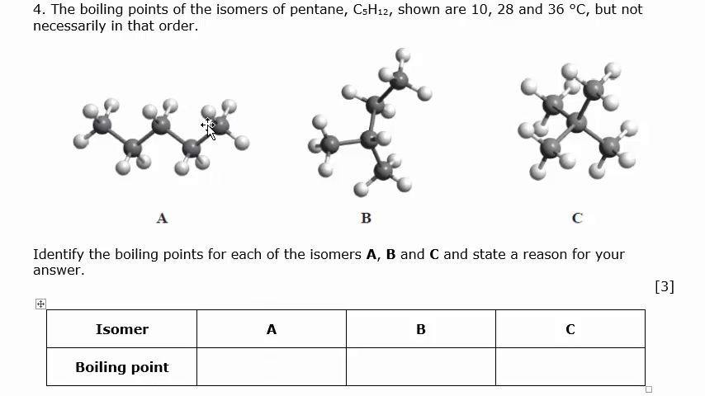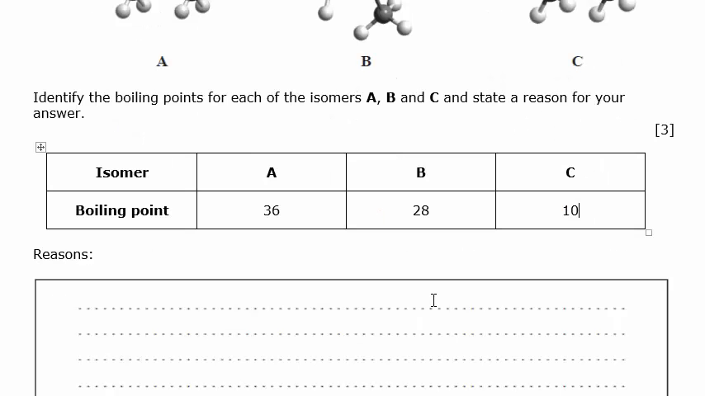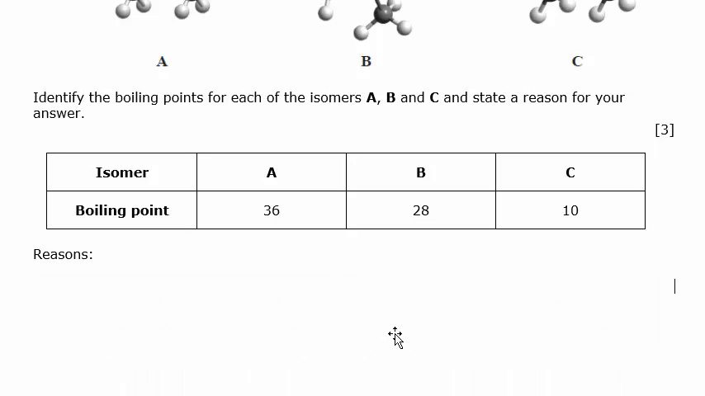London dispersion forces depend upon the available surface area as well as the relative mass. The relative masses are all the same, so the available surface area is greater in A than it is in C, and B is somewhere in between. So A is going to have the highest boiling point, 36, B is going to be intermediate, 28, and C is going to be the lowest, 10. So we've identified the boiling points.